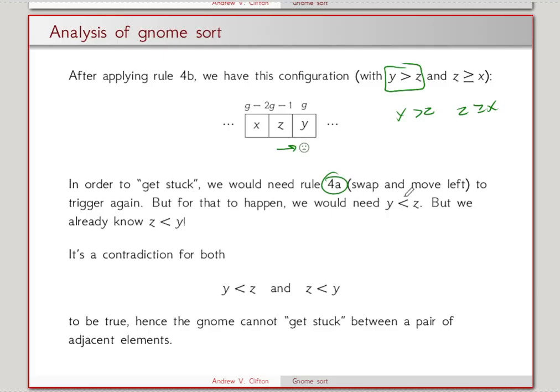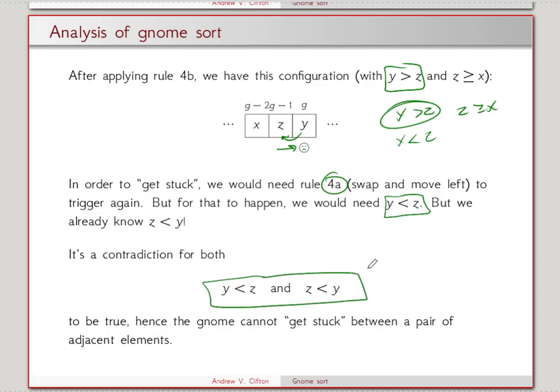For that to happen, I would need y to be less than z. That would be the only case where I would drag y this way, if y was less than z. But I already know that y is greater than z, because that's what made me put z there in the first place. So I can't have both y less than z and y greater than z at the same time. That's a contradiction, right? So the gnome can't get stuck between a pair of adjacent elements like that.